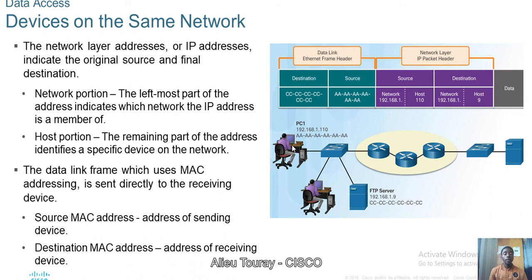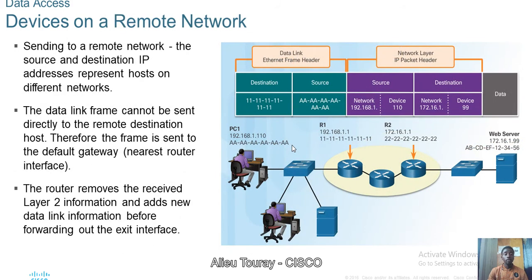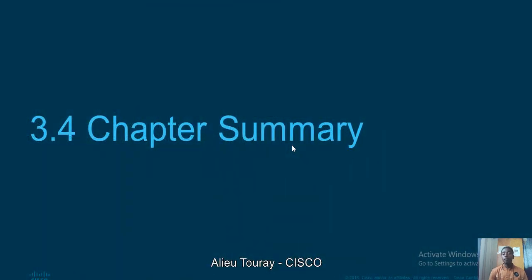A device on the network has a network layer address, or IP address, indicating the original source and final destination. In every IP address, we have the network portion and the host portion, so an IP address is divided into 2 portions, for both IPv4 and IPv6. The data link frame, which uses MAC addressing, is sent directly to the receiving device. So devices in a network must have 2 addresses: the MAC address and the IP address. We are running against time, so I may not explain more. Each of these things also has its own chapter that we will discuss.